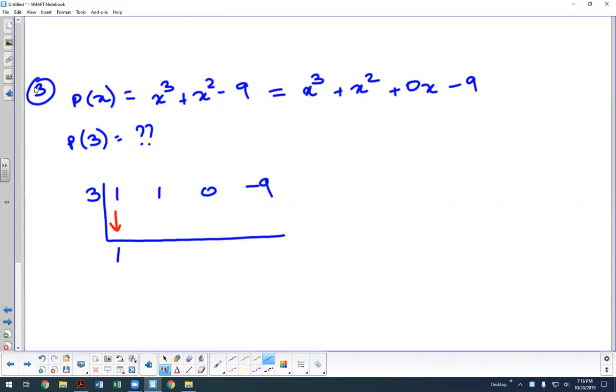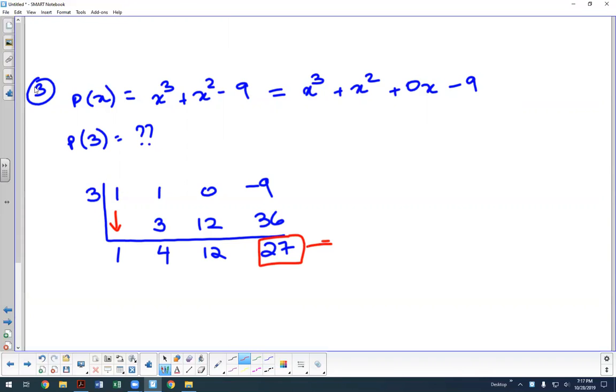Then we start multiplying. So 3 times 1 is 3. Add 3 and 1, of course, adds up to 4. 4 times 3 is 12. 0 plus 12, of course, is 12. And then the last one, multiply 3 times 12, which gives us 36. And 36 minus 9, 27. Very good, which is what, as I was walking around, most of you guys had.